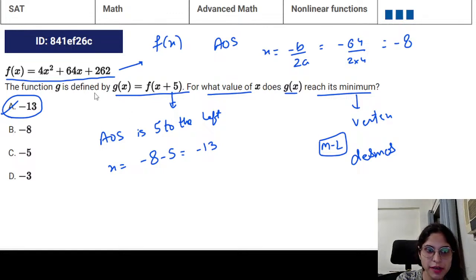Got it? So just put everything same. f of x equals this much. g of x is f of x plus 5. It will give you the graph of g of x. The next question is 28.